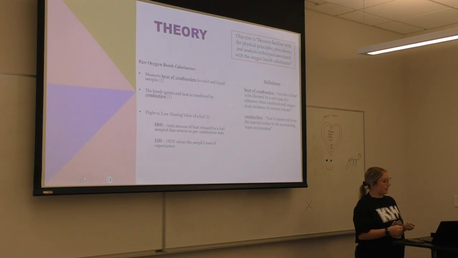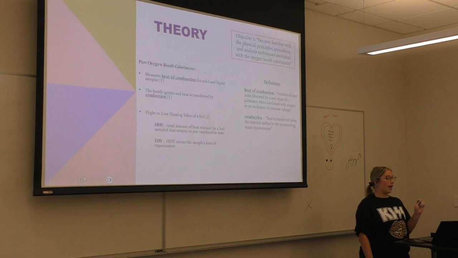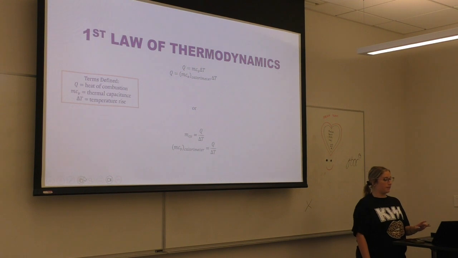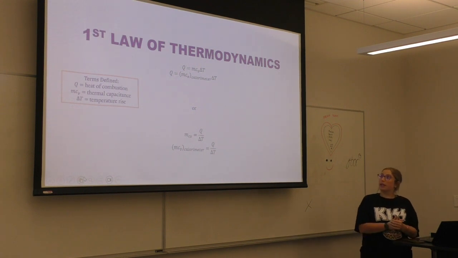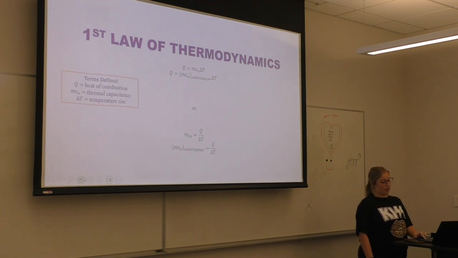And then on the left side, I have the high versus low heating value of a fuel. The high heating value is equal to the total amount of heat released by a fuel sample that returns to the pre-combustion state, and the low heating value is equal to the high heating value minus the sample's heat of vaporization. And here is the first law of thermodynamics, which says that the heat of combustion is equal to the thermal capacitance times the change in temperature, and you can also say the thermal capacitance is equal to the heat of combustion divided by the temperature rise.